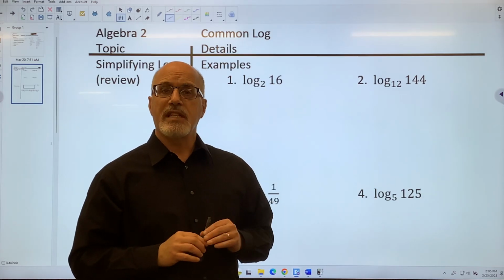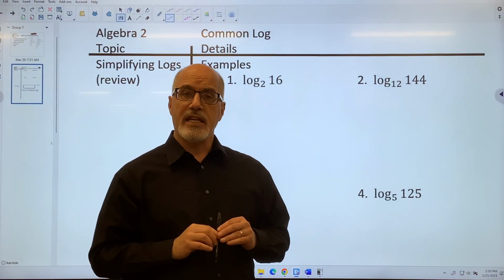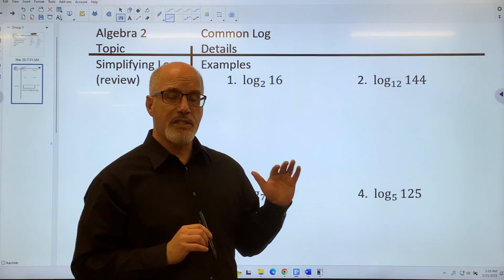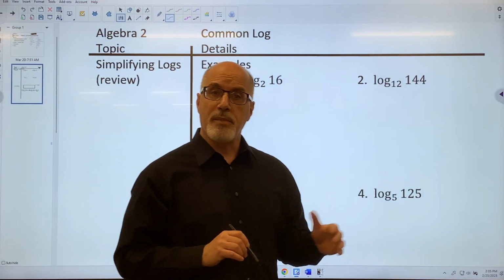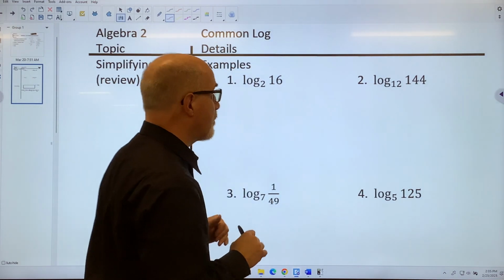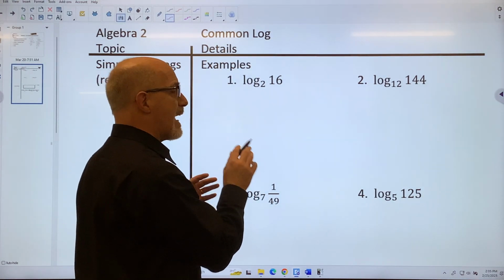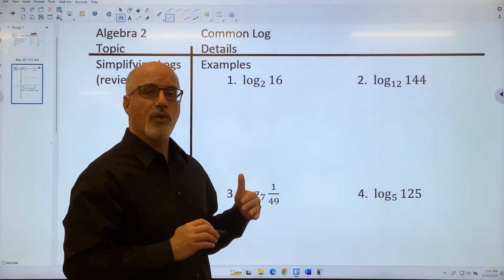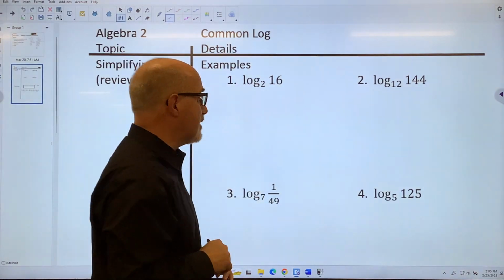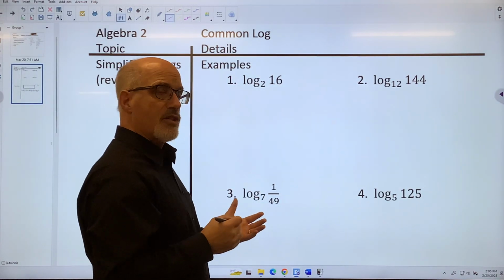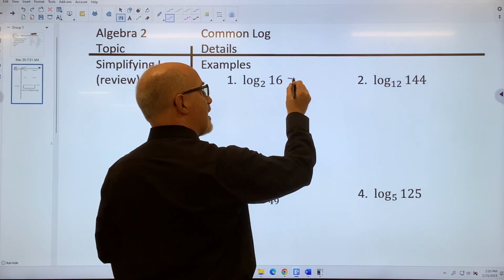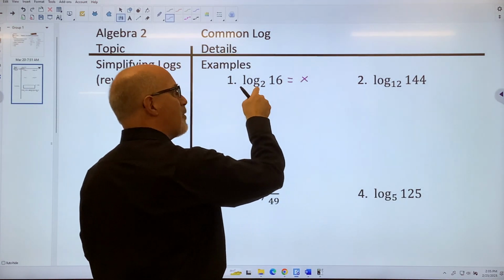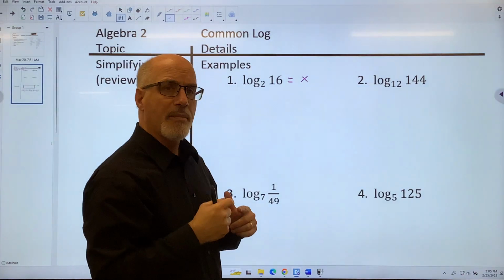So our objective is that we can understand and use common logs, but let's start by going back and reviewing logs with other bases. So we'll start with some review problems. First of all, if we're asked to simplify or evaluate these, my recommendation is to set it equal to x so we can set up an equation. Remember that the answer to a log problem is the exponent.